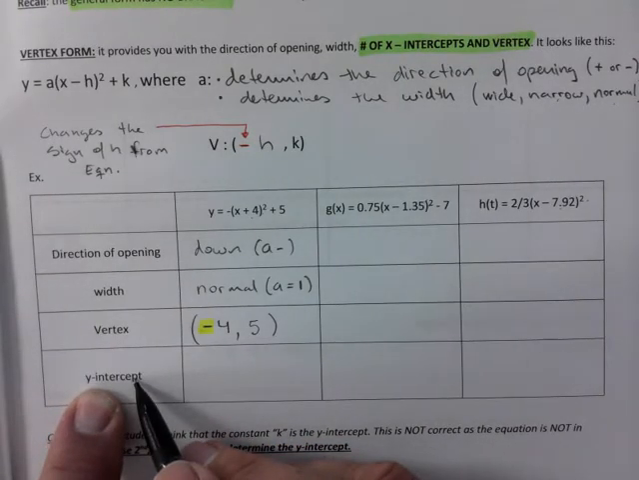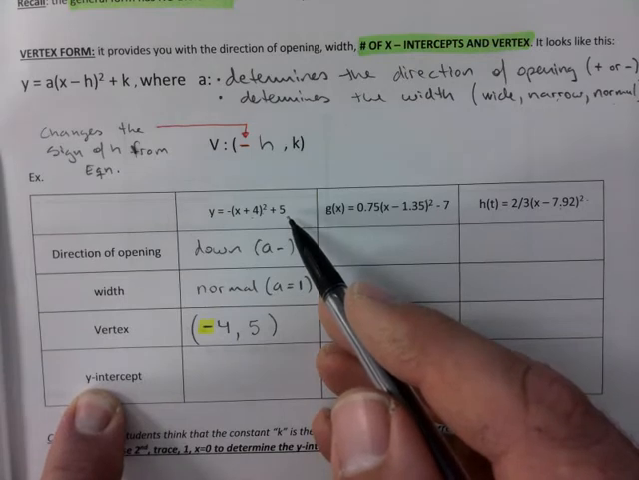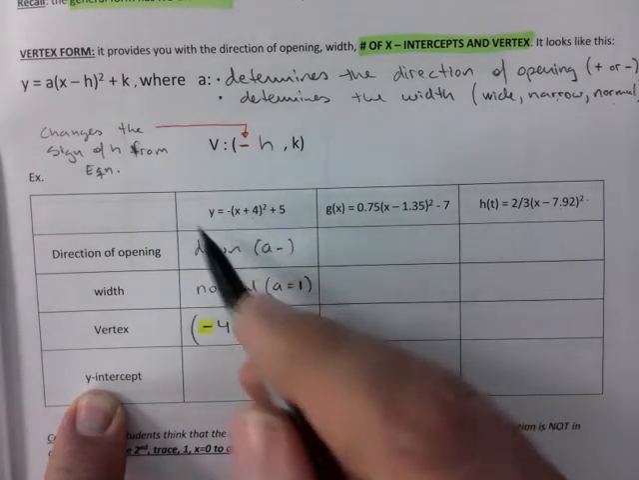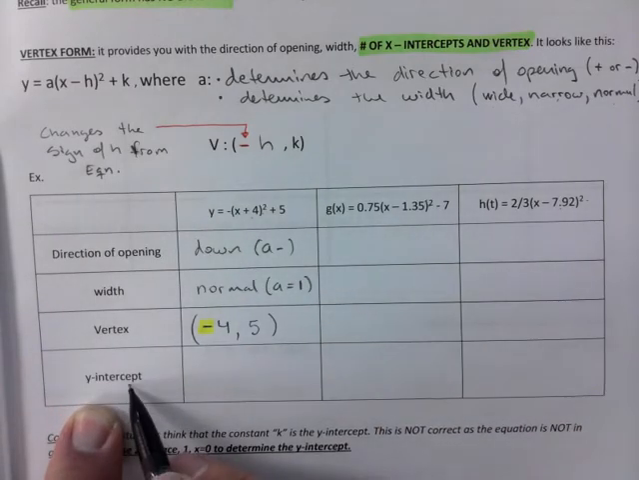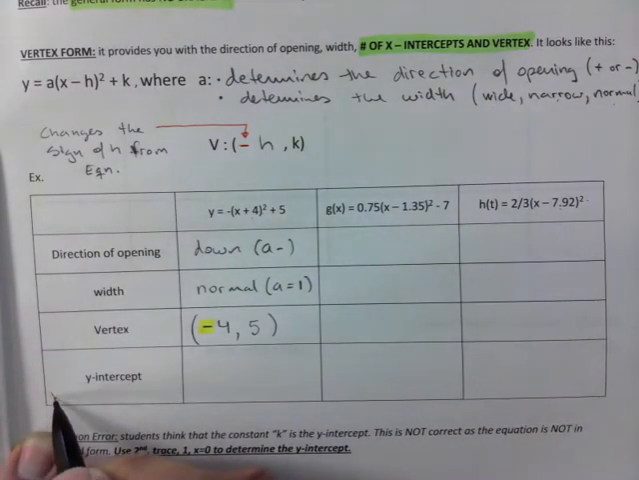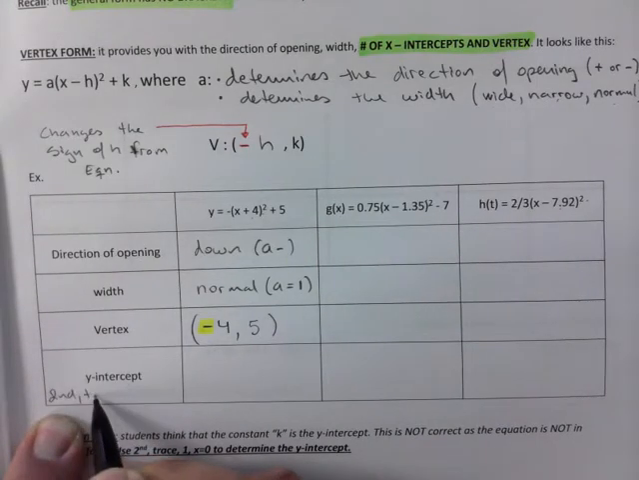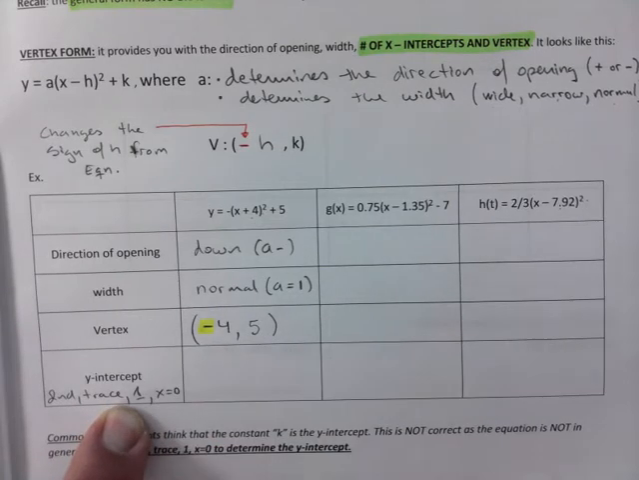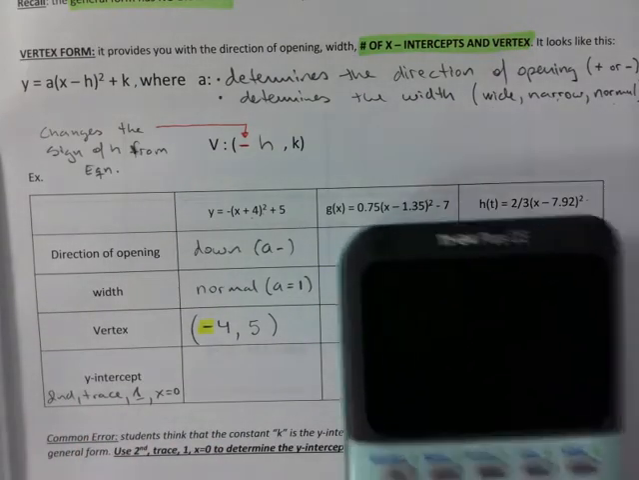Y-intercept, 0, 5, right? Can't do that because this is not in general form. So how do you find the y-intercept? Second trace 1, x is equal to 0. You have to use your calculator for these ones.